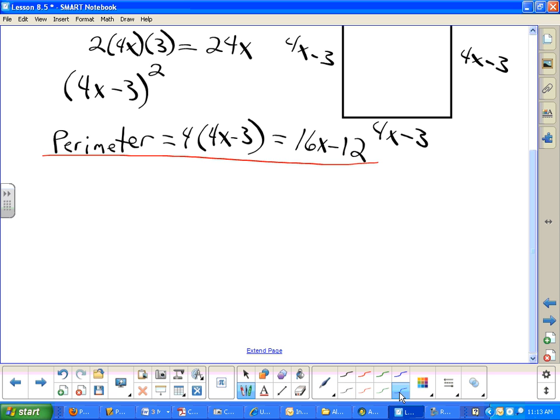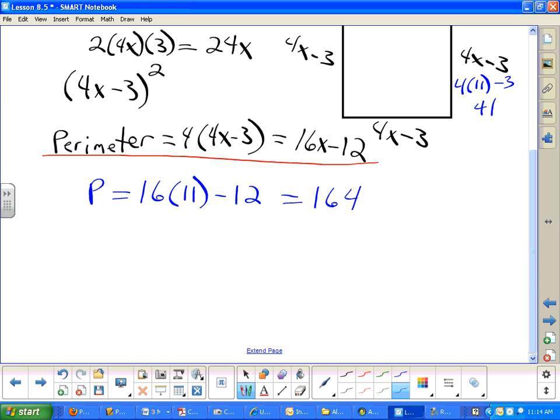Okay, so we'll do perimeter is equal to 16 times 11 minus 12. Okay. Or you can do that. This is 4 times 11 minus 3. Let's see, 44 minus 3 is 41, right? And then just multiply that by 4. So either way you want to do it, you'll get 164.